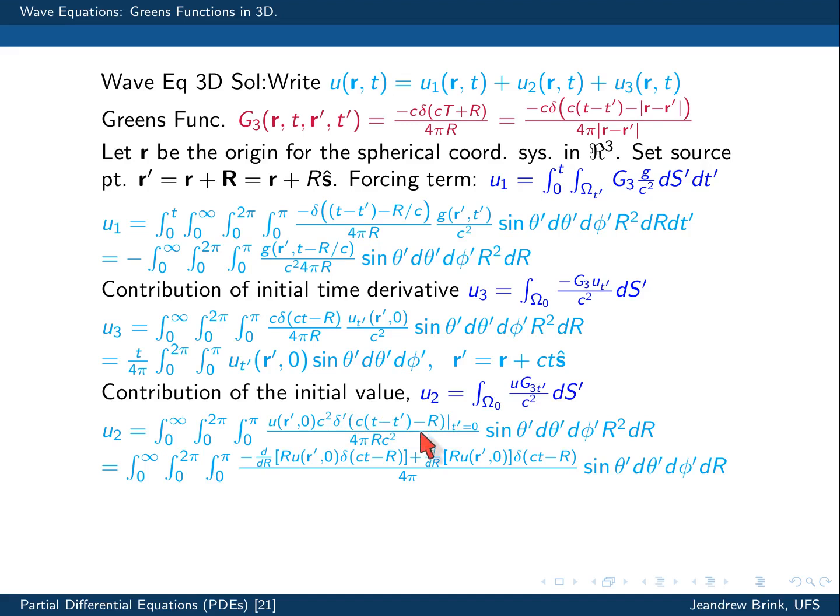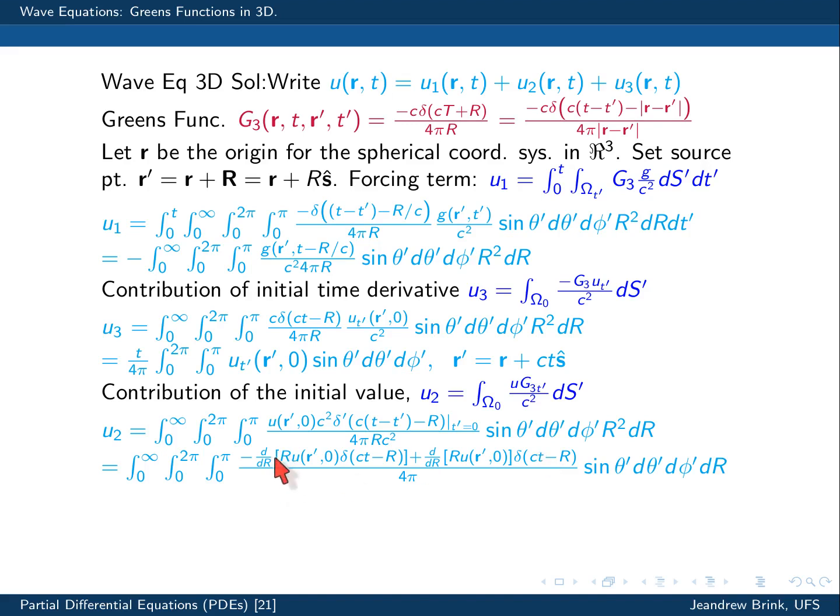Okay, so I can write this full term as d/dr of the whole thing in brackets, where this r squared is divided by r to give you r u of r prime 0 times delta of ct minus r. And then I must subtract the bit I've added in to make the full differential. So I have to add back d/dr of r u(r prime, 0) times the delta function of ct minus r. And I'm very comfortable with that delta function because I can evaluate the integral over dr.